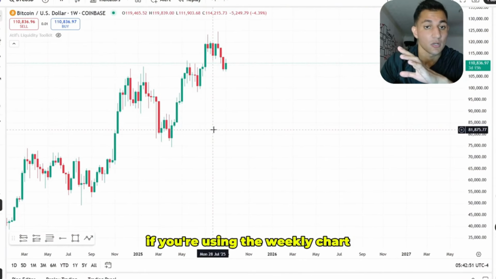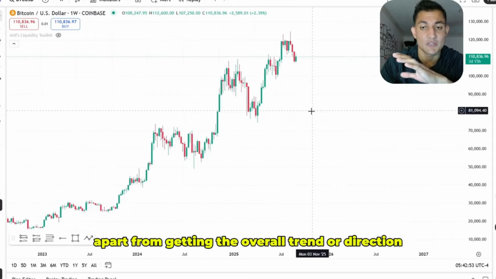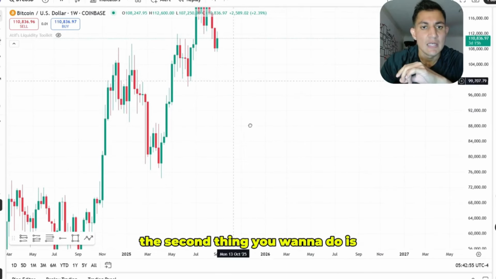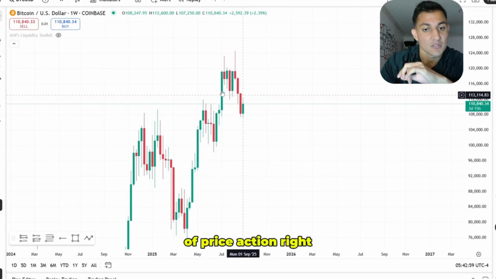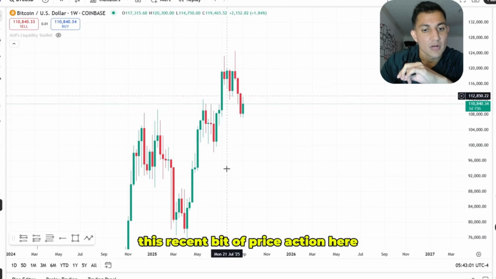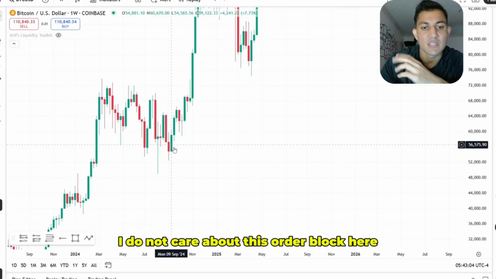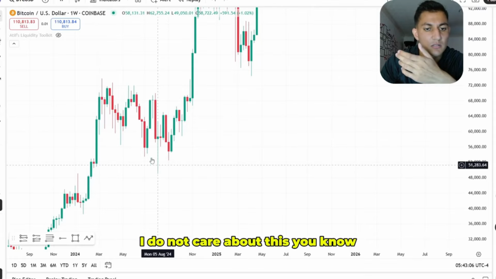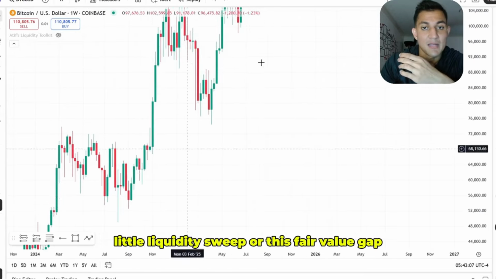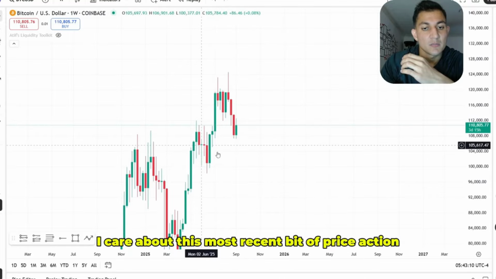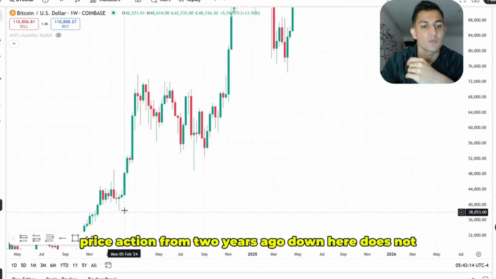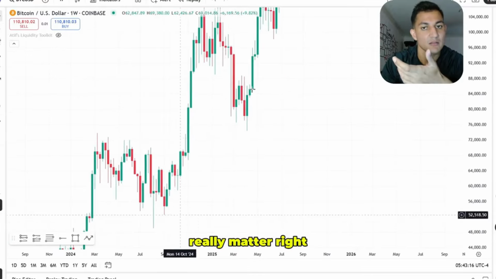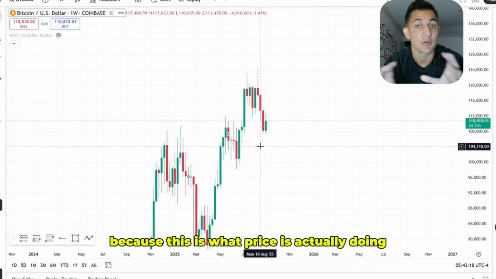If you're using the weekly chart, apart from getting the overall trend or direction, the second thing you want to do is study the most recent bit of price action, right? This recent bit of price action here. I do not care about this order block here. I do not care about this little liquidity sweep or this fair value gap. I care about this most recent bit of price action, because even as a swing trader, price action from 2 years ago down here does not really matter, right? This is what matters here, because this is what price is actually doing.